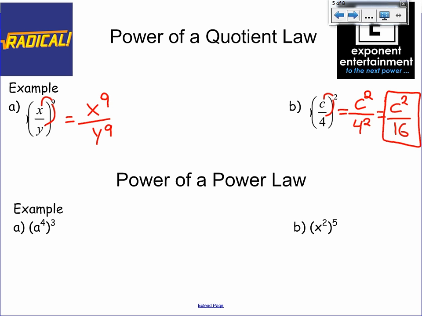Power of a power law. So this refers to when your base already is a power. So if we look at question A, we notice that A to the power of 4 is actually a base for the exponent 3. When you get this law, you get to multiply your exponents together. So that 3 comes in, and it becomes A to the power of 4 times 3, which is just A to the power of 12.